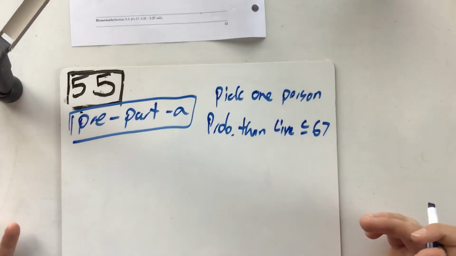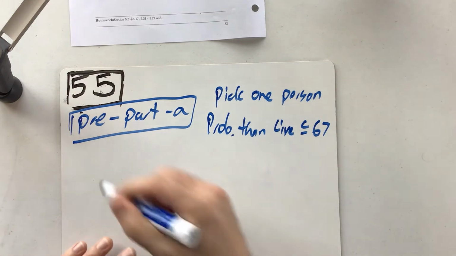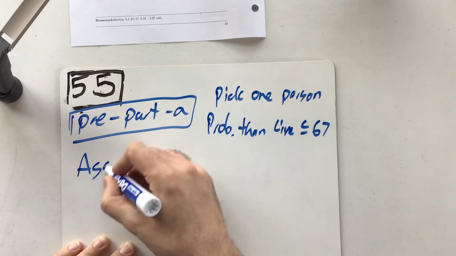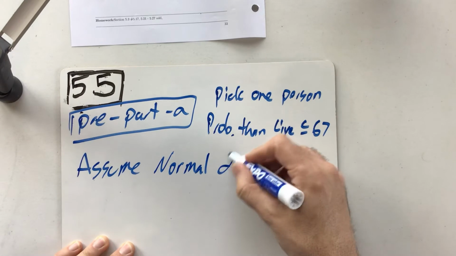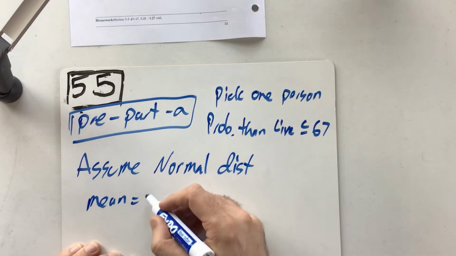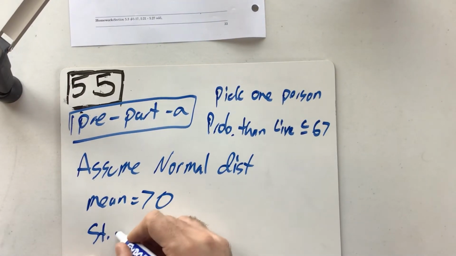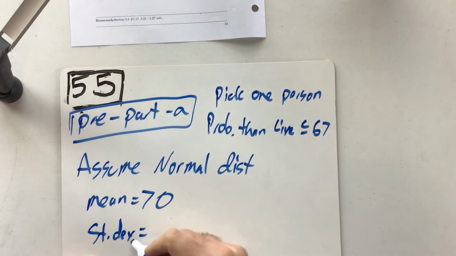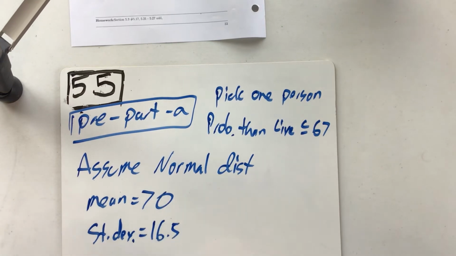Well, we're going to have to make a big assumption. The big assumption is that these people in our collection that we know of that were given in this problem have a normal distribution. But let's make that big assumption. So our big assumption, we will assume a normal distribution with mean equal to 70 and standard deviation equal to 16.5. So we've got a mean of 70, standard deviation of 16.5.